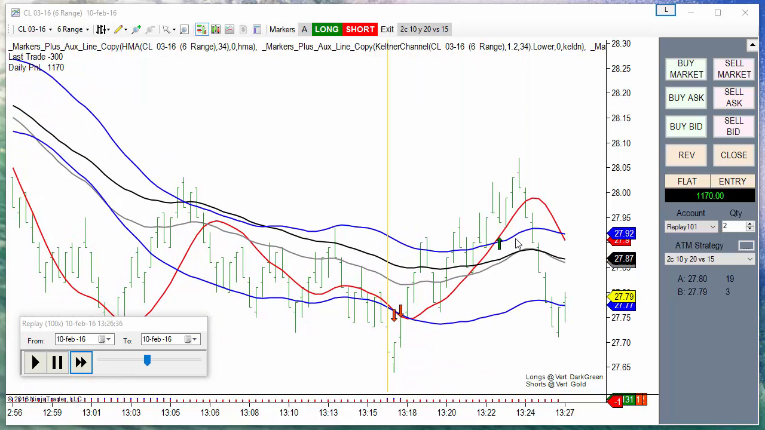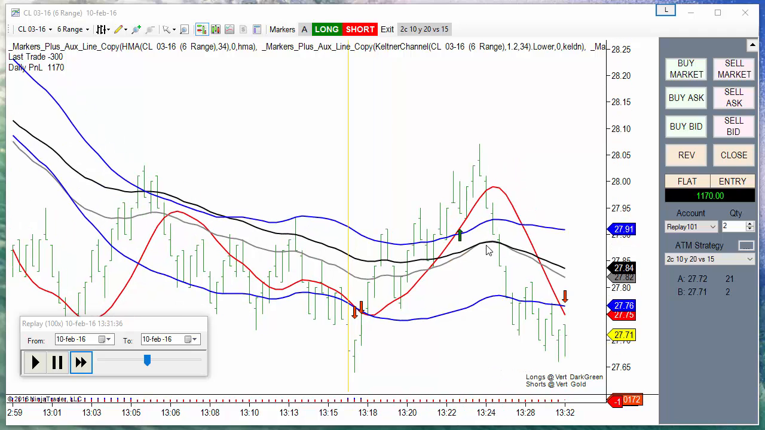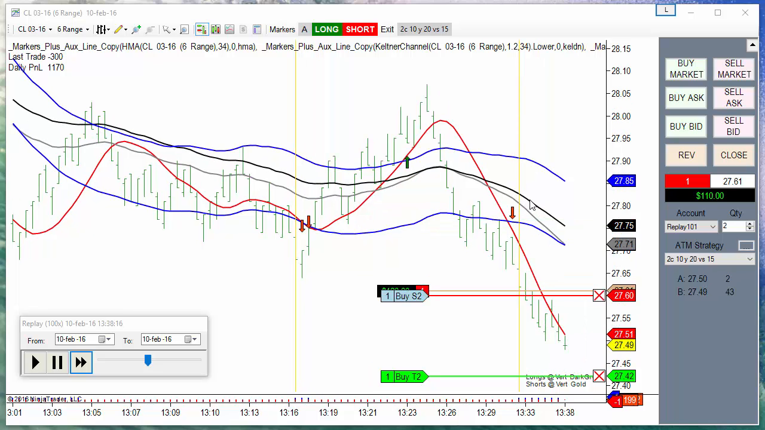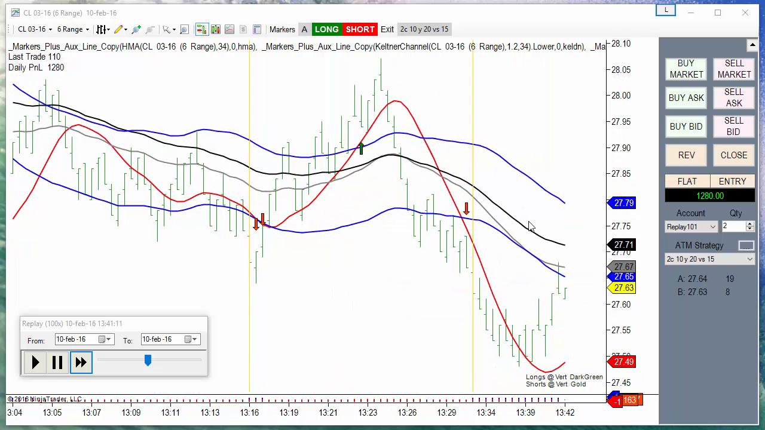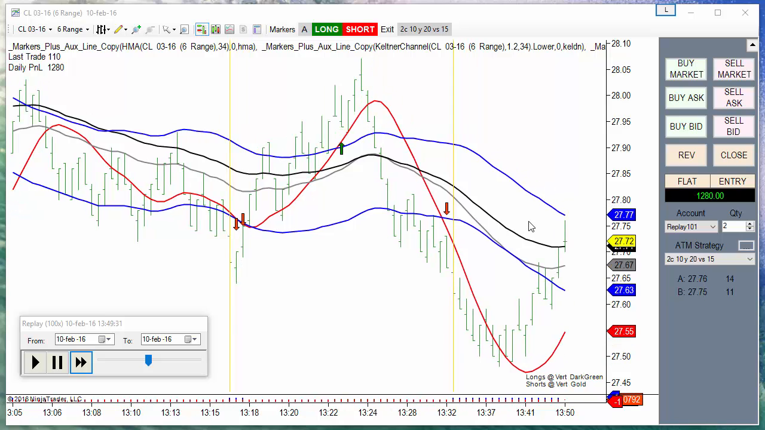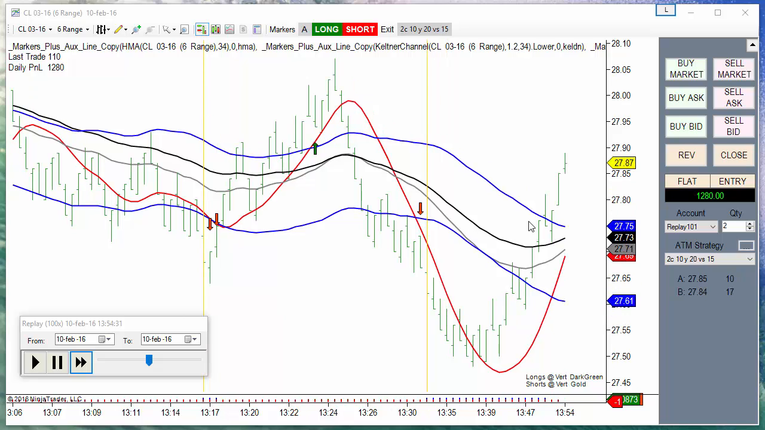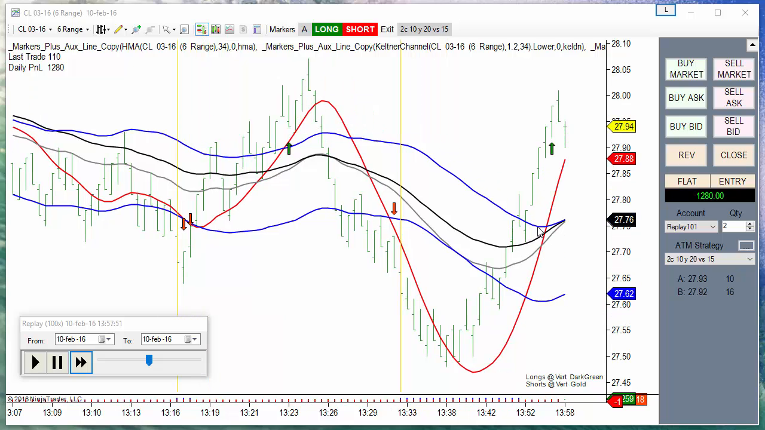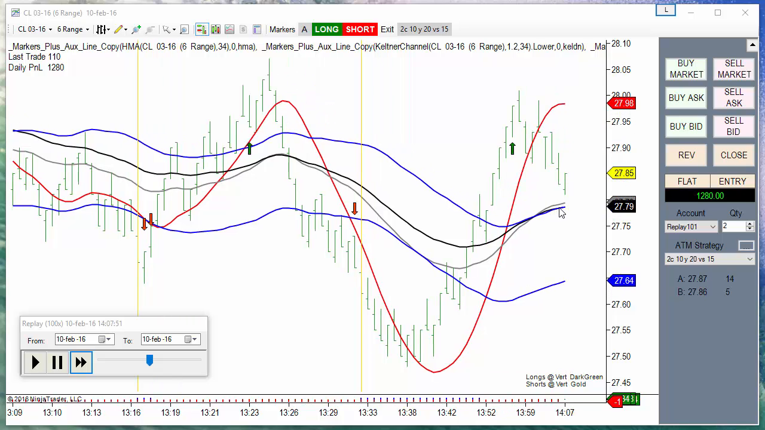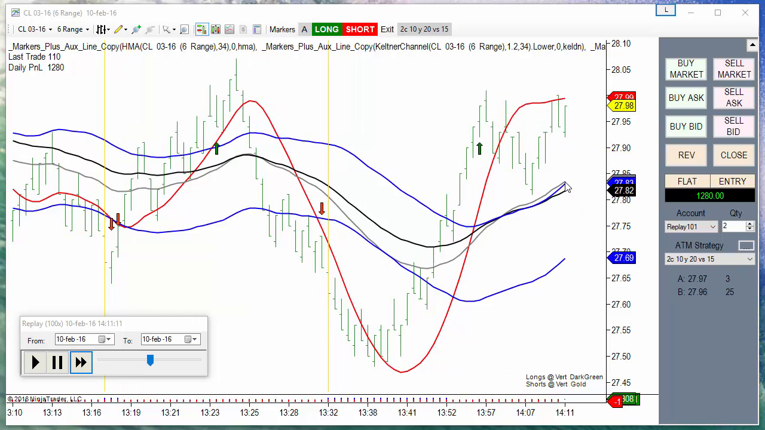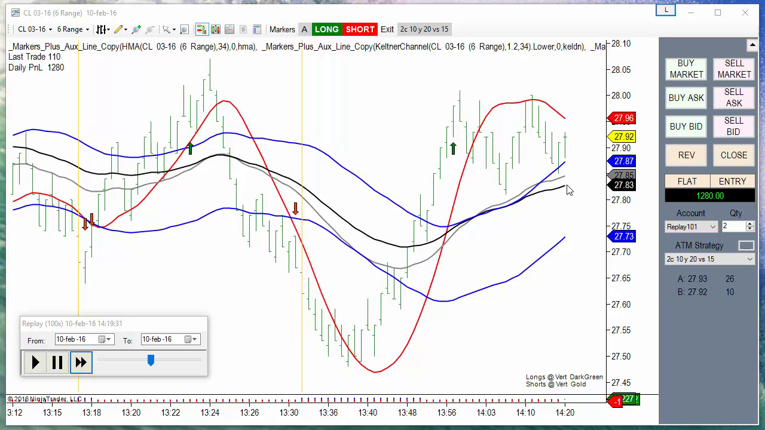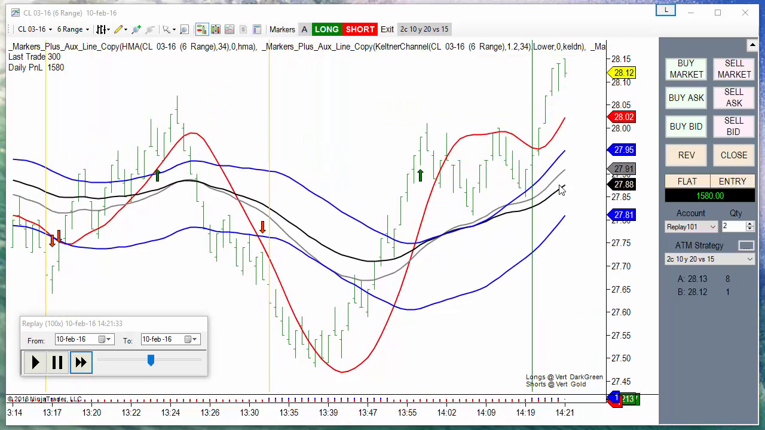Now we have a long, but moving averages are too close. Order filled. A short. Target filled. Moving averages are aligned. We have a long. If these two lines align and separate, not yet. Order filled, target filled.